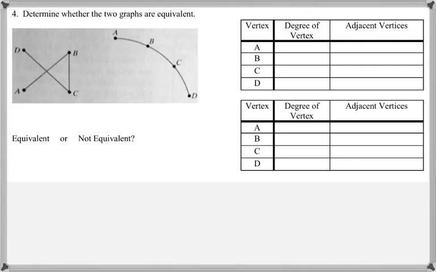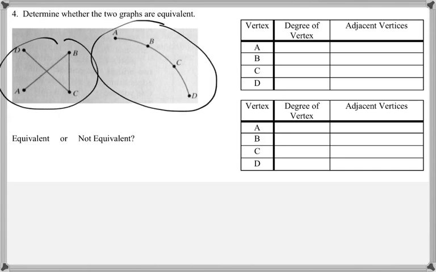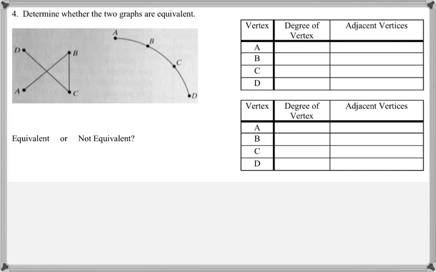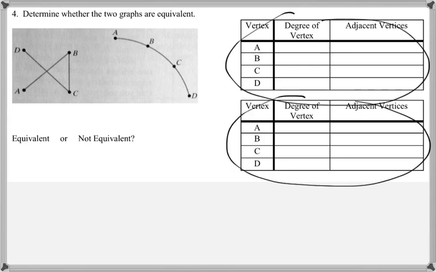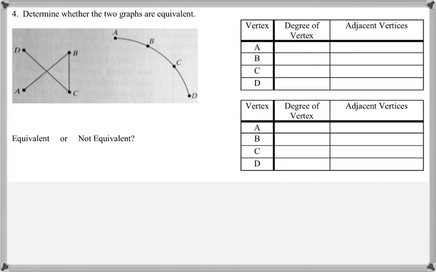Number 4 says, determine whether the two graphs are equivalent. So we have two graphs that don't look anything alike. However, if we fill out their corresponding tables, and these tables are identical, then when it comes to graph theory, these two graphs would be equivalent. So let's start with the left graph.